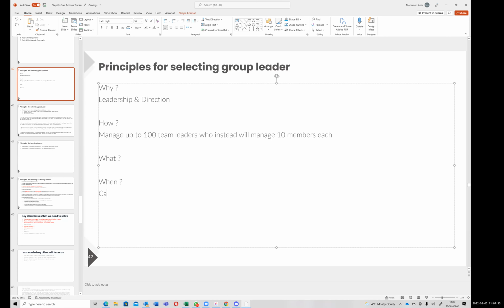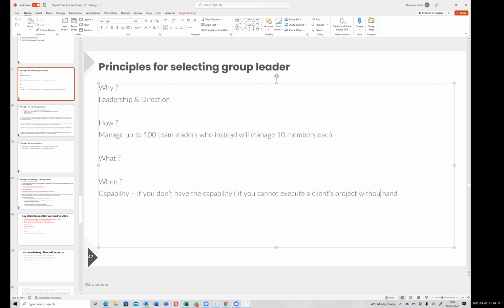It depends on two things. One is your capability. If you don't have the capability, you can't become a group leader. You understand what I mean by that? So for example, if you cannot pitch, if you cannot execute a client's project without hand-holding, then you cannot be a group leader.